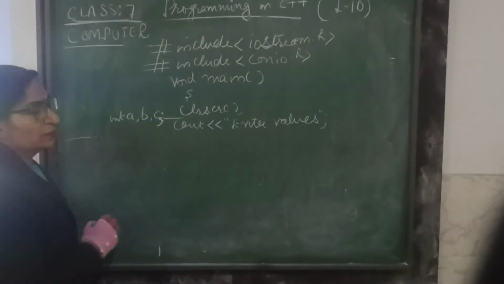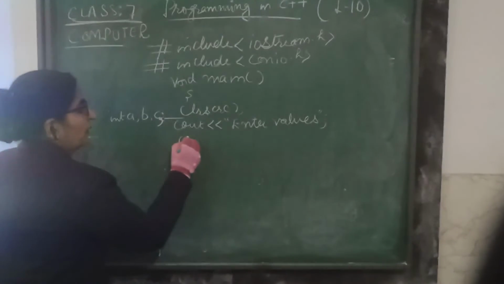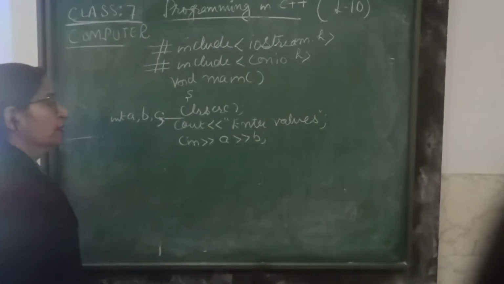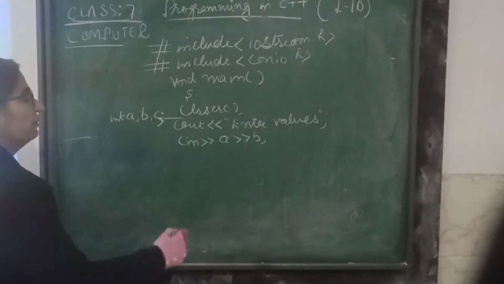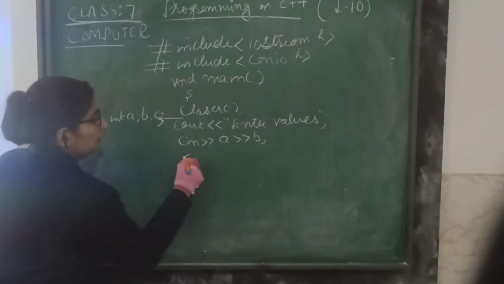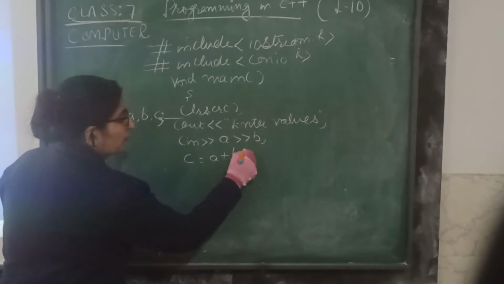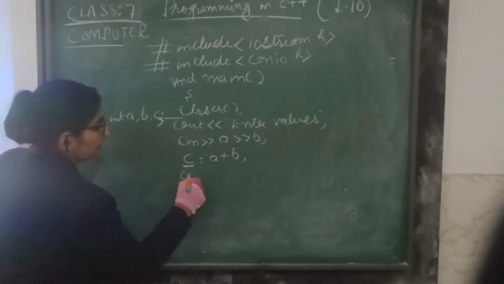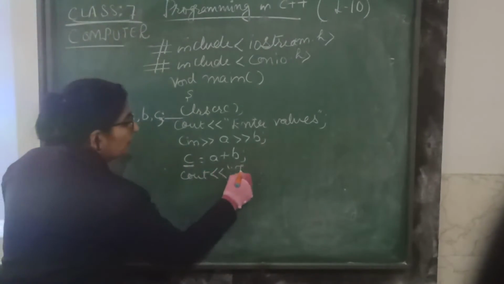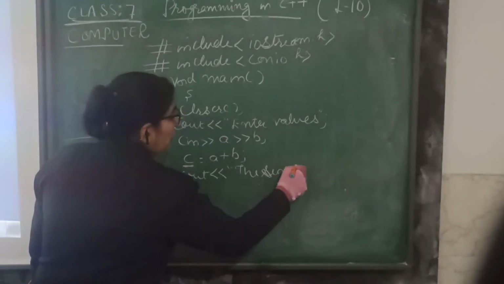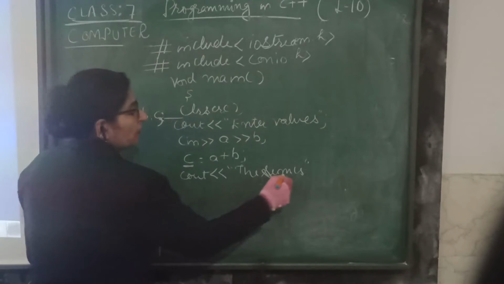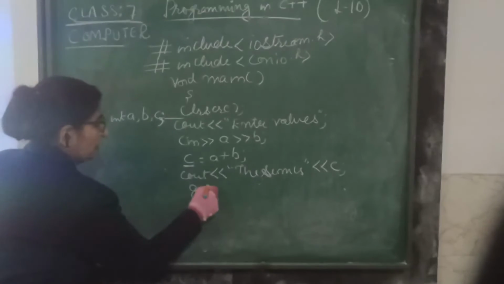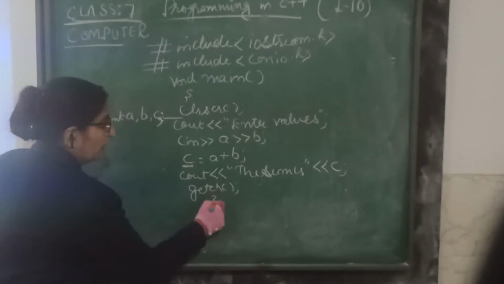Then we use the statement cout. Give the statement cin, the value of A and the value of B. When we write this statement children, we will find the sum by writing here C is equal to A plus B. Now our answer is stored in C. Here we write cout, "The sum is", quotes close. Put the sign again and write here C. Last statement is getch and then curly bracket close.